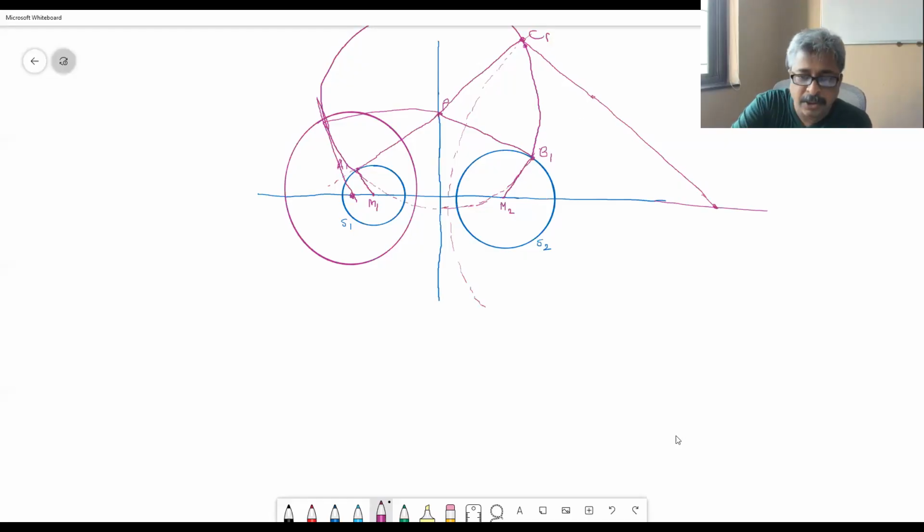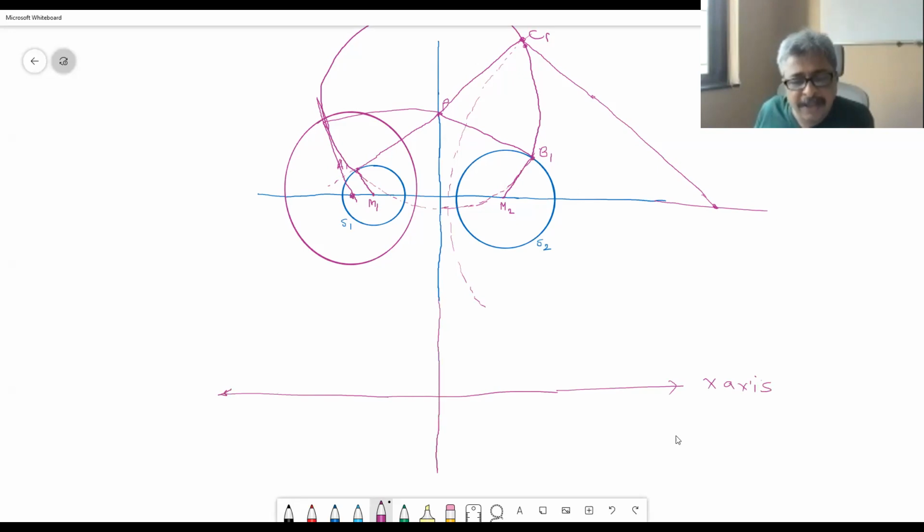Okay, let us do these things using coordinate geometry. Now the best setup is the first coaxial family of circles with centers on the x-axis, and the first family of circles has the y-axis as a radical axis.